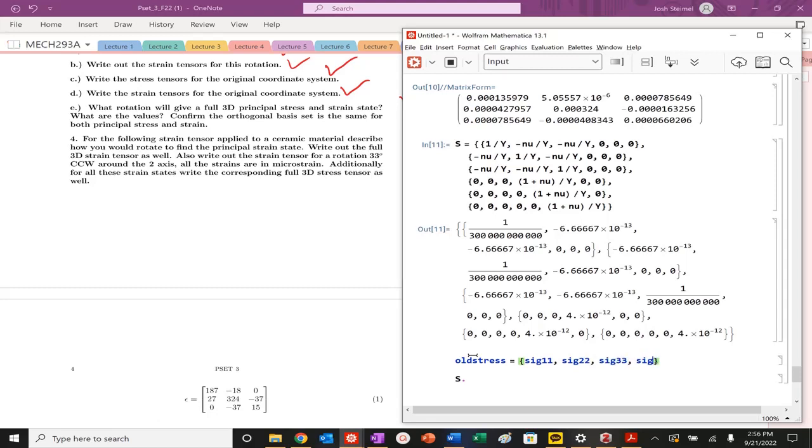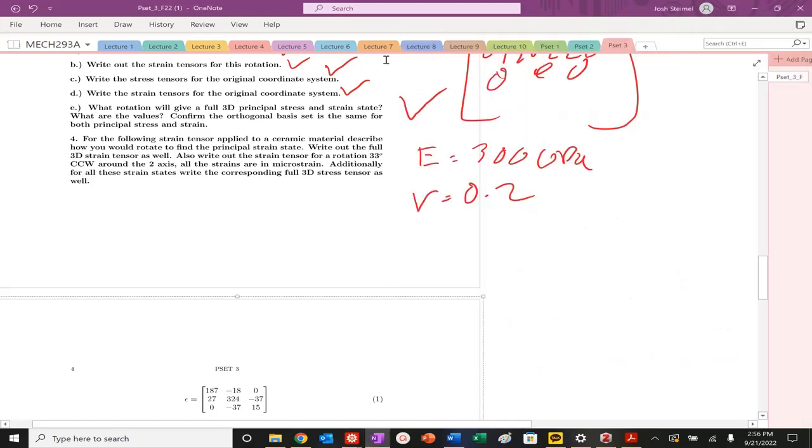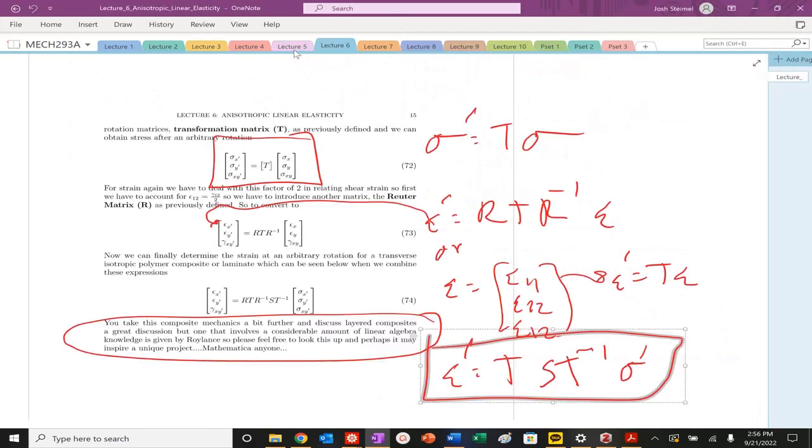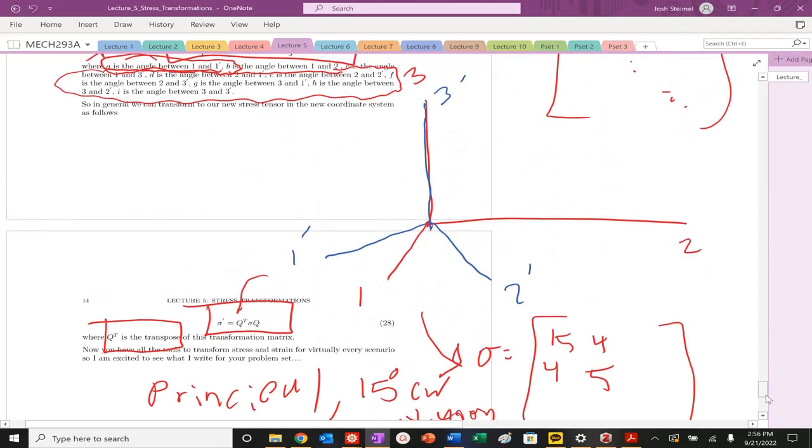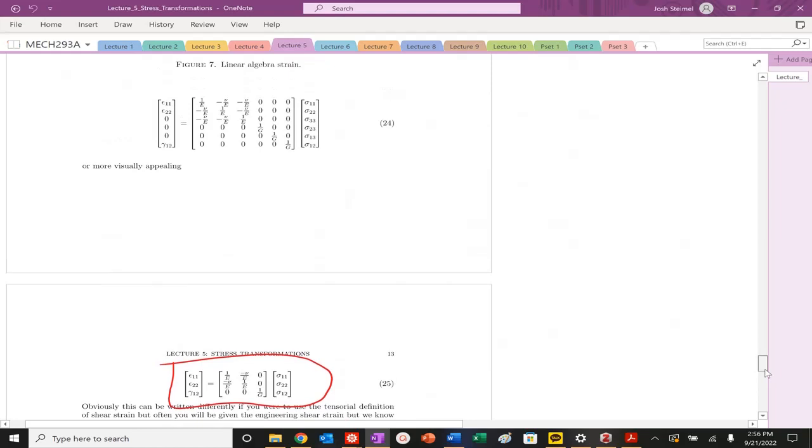So, actually, excuse me. We can solve for, or you could do the inverse, but we could write it out like this. Our old stress, sigma 1, sigma 2, sigma 2, 3, or sigma 1, 3. It really doesn't matter as long as you're consistent, at least for isotropic, linear elastic isotropic materials. But let's take a quick peek at that.